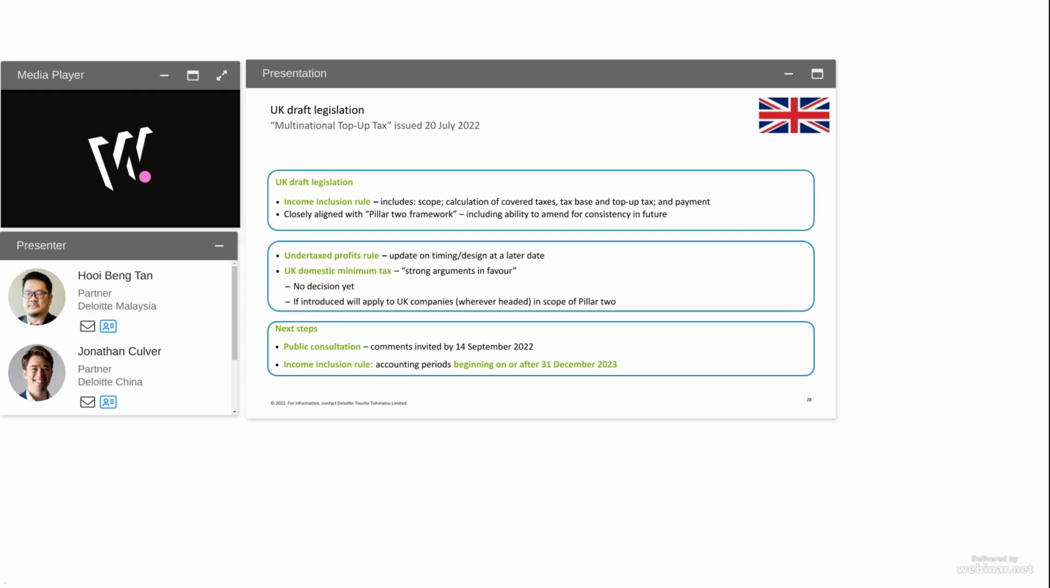So as a starting point, we already see quite a significant amount of divergence in terms of the rules. Now what are the rules themselves from an overall perspective? They're very much consistent with the GLOBE rules. We do see clearly that the UK has taken its own approach and has drafted the rules in a way which makes sense from its perspective.